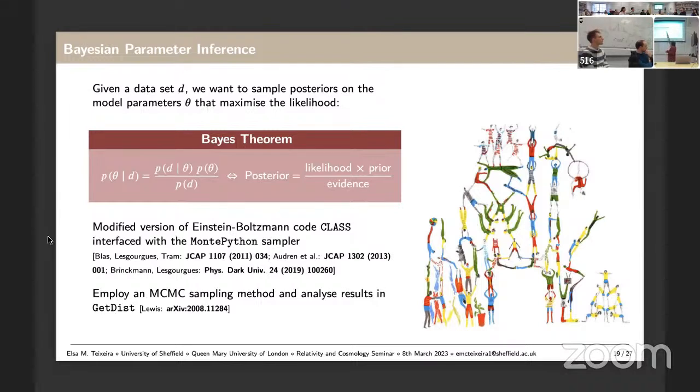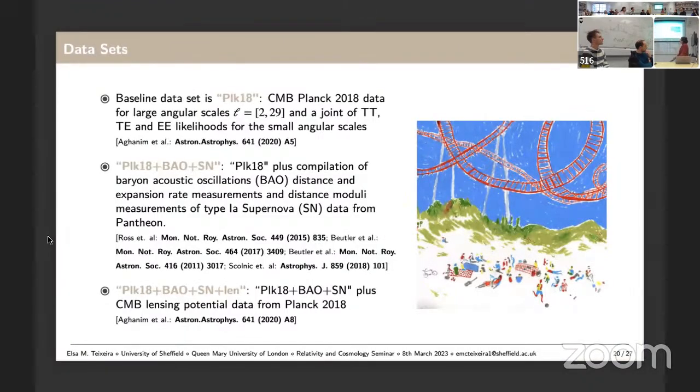Then again, not important, but to do this, I modified an Einstein-Boltzmann code and interfaced it with a statistical sampler, and then I analyzed the results with another Python package. I use the most standard data just for the first analysis, because then we can see what happens when we have just Planck, and then when we combine Planck with the most robust late universe probes, and also see if adding some lensing measurements from Planck, based on the lensing power spectrum, affects the results.